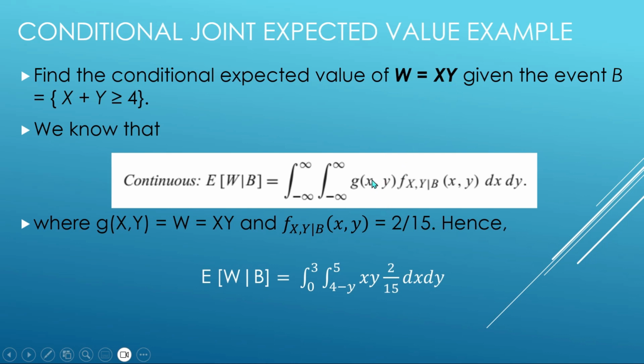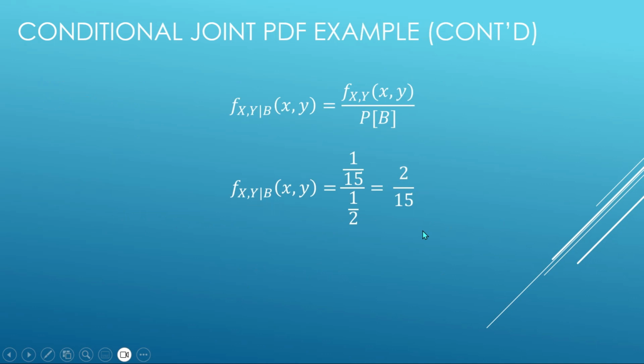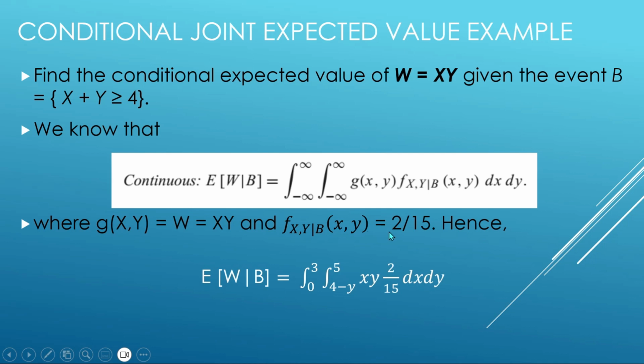What we have already calculated, f of x comma y given b, is equal to 2 over 15. This is the result we got from the previous exercise. So we will simply multiply this by x into y. So here we have xy times 2 over 15 dx dy. Again, first we will calculate dx and then dy. And 2 by 15 is multiplied by x comma y, so we can take it out as we did before. So we have to simply integrate x and y with respect to dx and dy, one after the other.